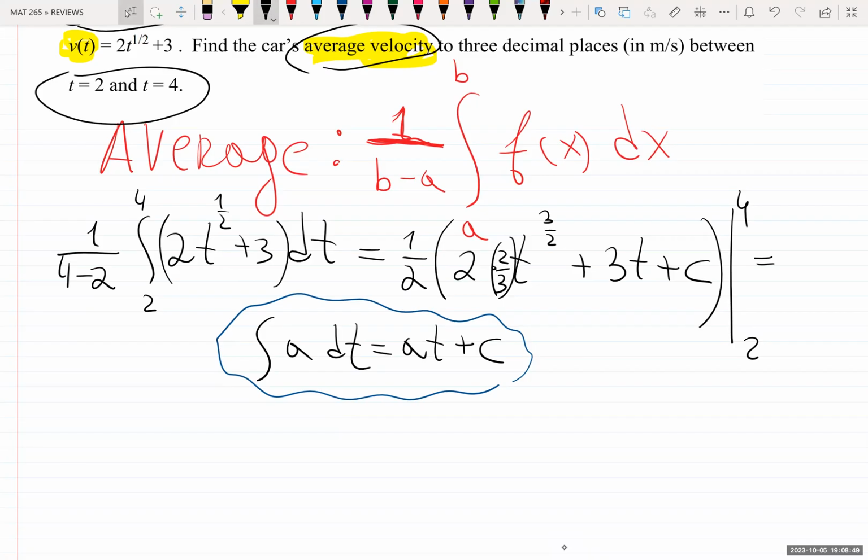So it equals 1/2. So keep waiting. Don't multiply by 1/2 yet. Plug in the top everywhere you see the variable. Oh, so there is no plus c even.